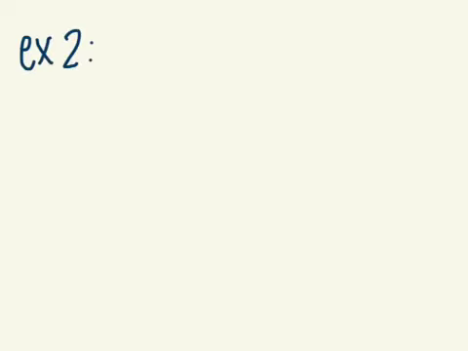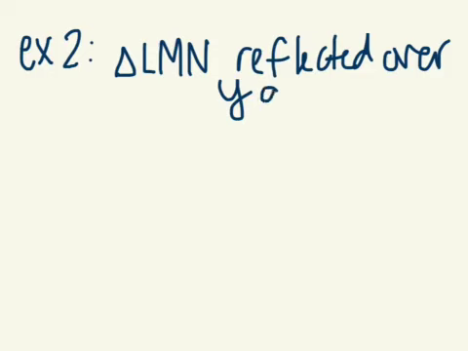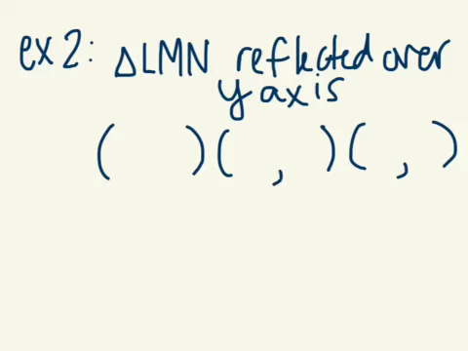Example 2. Triangle LMN reflected over the y-axis. And here are the coordinate pairs: (-1, -2), (3, 4), (-10, 12).